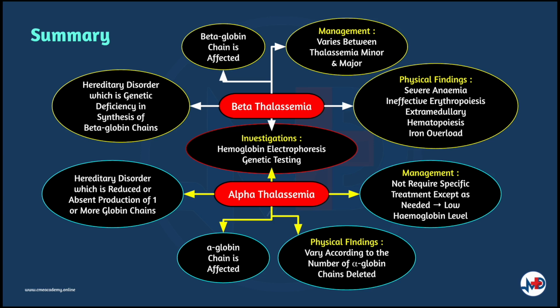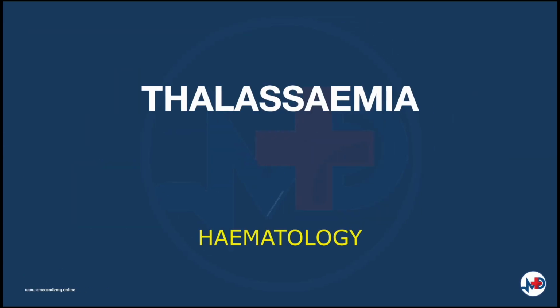Lab evaluation, hemoglobin electrophoresis, and genetic testing are crucial in the diagnosis and the management of thalassemia. The therapeutic approach to beta thalassemia varies between thalassemia minor and major. Individuals with mild forms of alpha thalassemia may not require specific treatment except as needed for the management of low hemoglobin levels or anemia. We have come to the end of this topic.